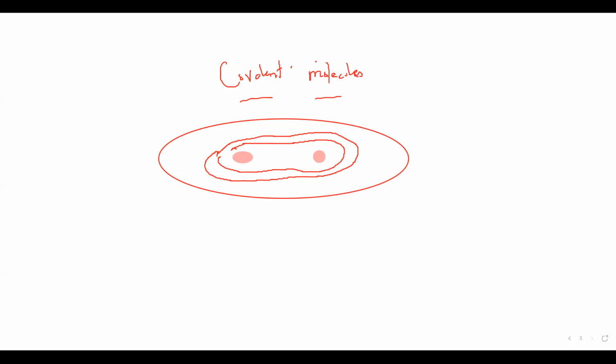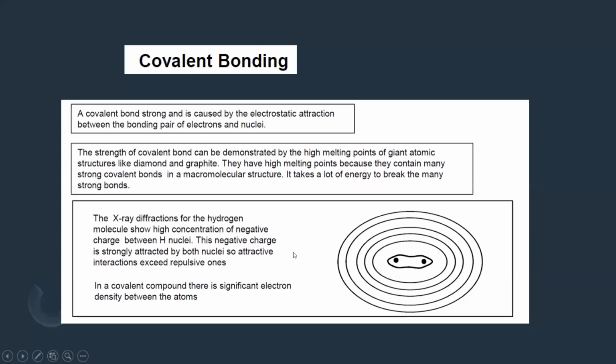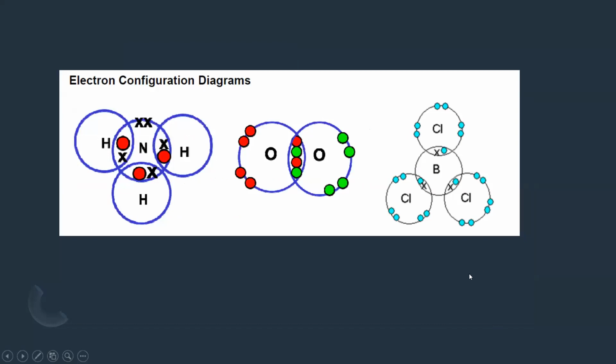So for covalent substances, there is only a single line around both nuclei. But for ionic compounds, there are separate contours, or separate lines, to explain each ion. So how to draw the covalent structure? Drawing the covalent structure.